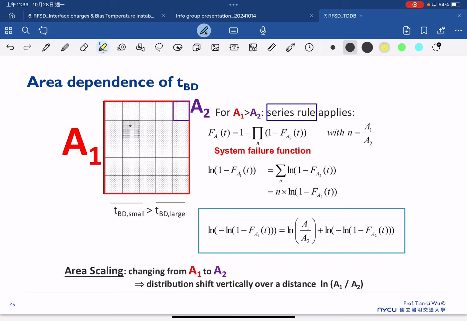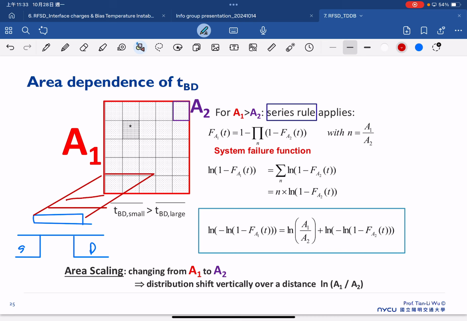So if we have different areas, one is A1 and another is A2, considered for our dielectric. We have the dielectric here, source, drain, and this is a cross section. So we have the area like here. A1 is the total area, and A2 is a small area, and we want to understand the correlation of these two areas in terms of the Weibull plot.